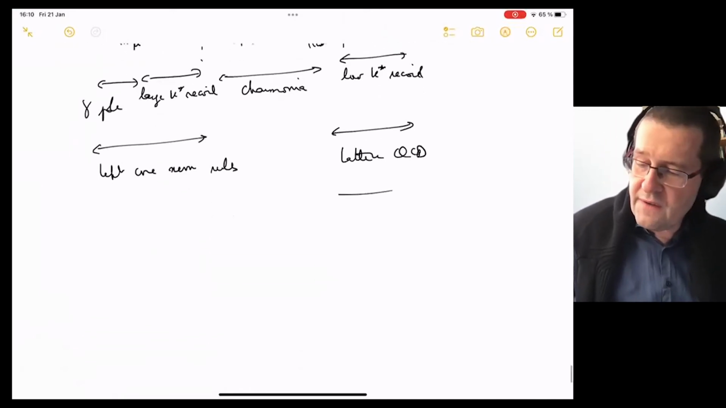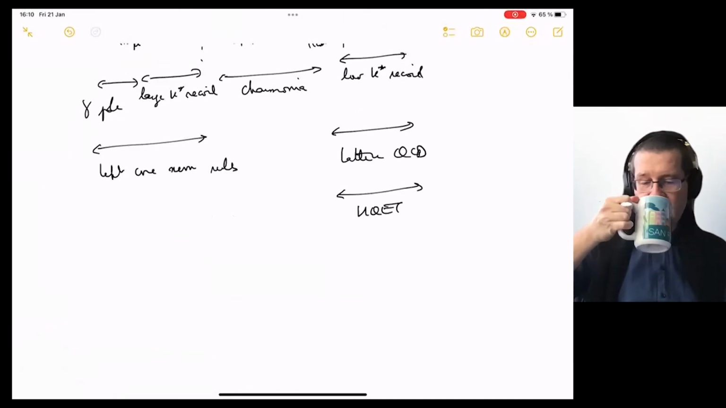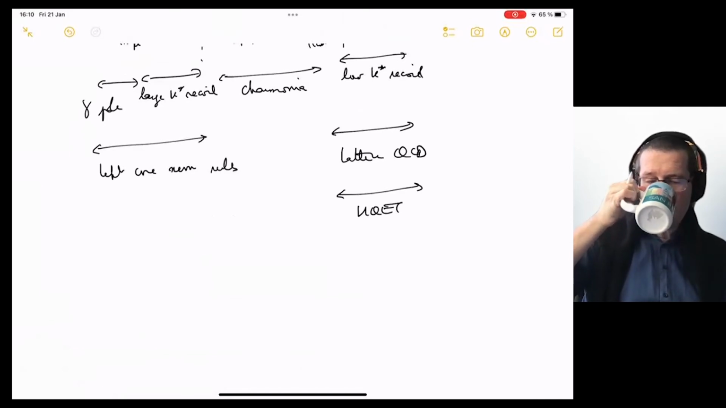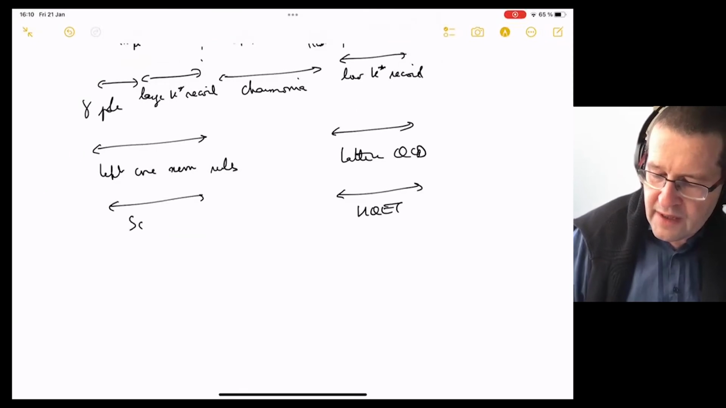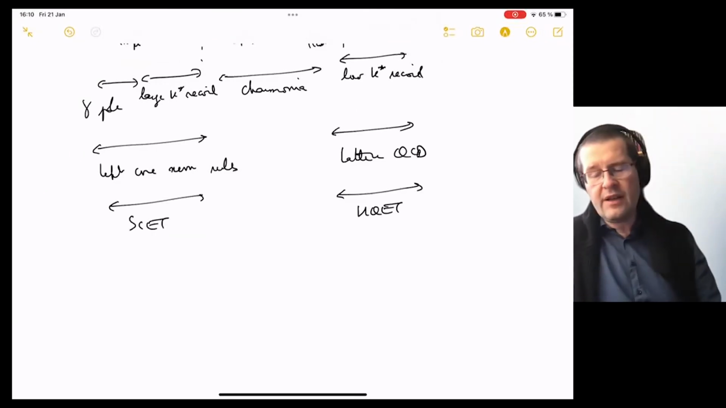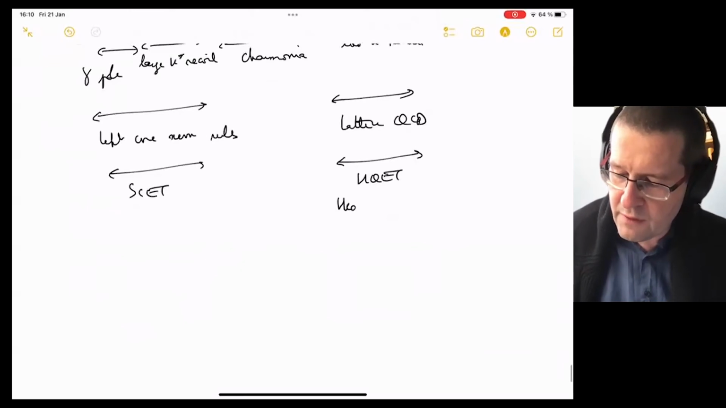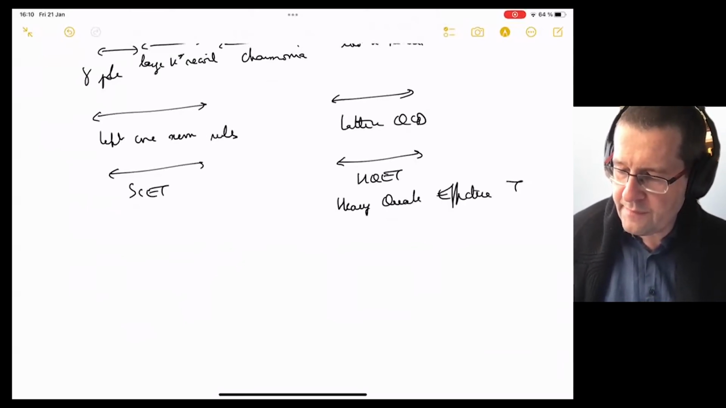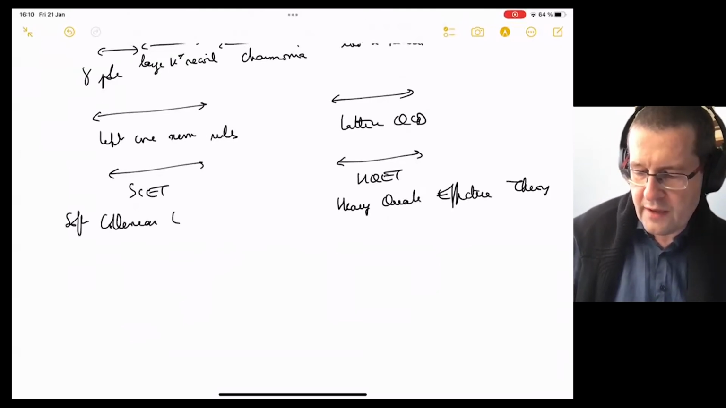Then I mentioned already that you have an effective theory when you have something which is just related to soft physics coming out of the decay of a heavy quark. But actually, you do have also an effective theory which comes into the game in the exact opposite direction. So here it's heavy quark effective theory. Here is soft collinear effective theory.